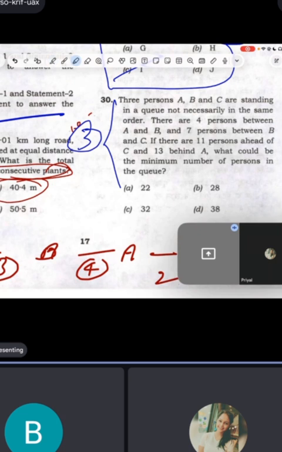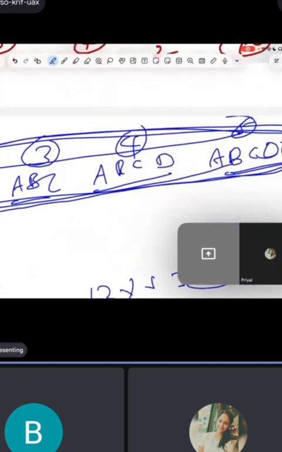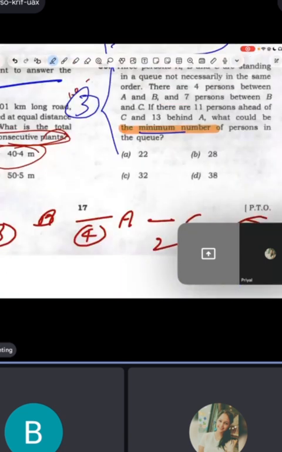But you know what? The question is asking for the minimum. It means we have to put the value minimum. So the answer will be what? 22, because this is the minimum only. But no, this is not the way actually to find the answer. I will tell you the way actually. So guys, you know what? Whenever you are asked to find the minimum, you have to identify the mediocre value. For example, let me tell you that.